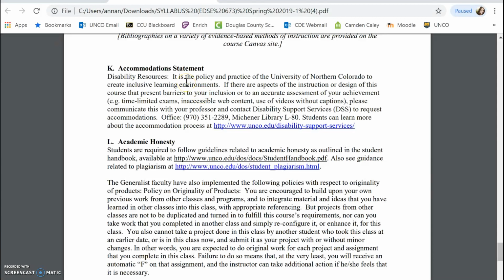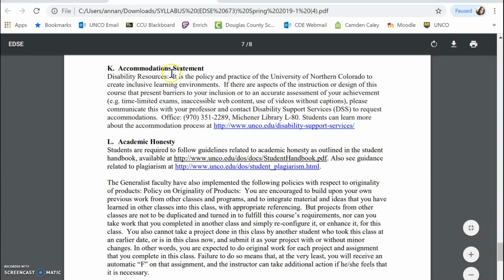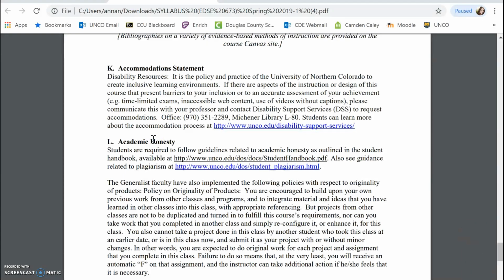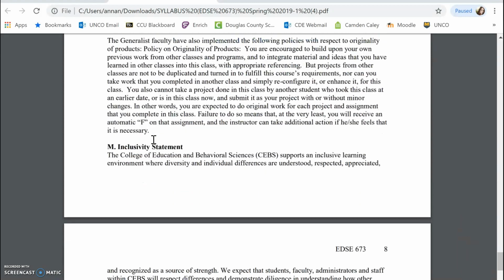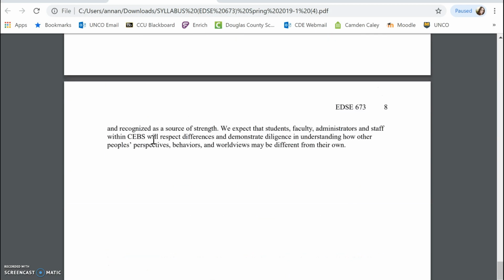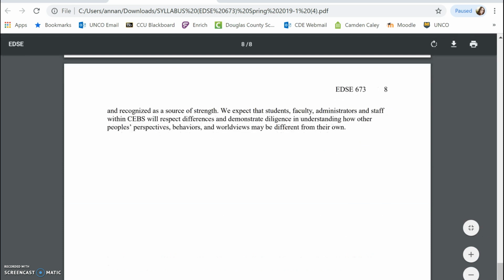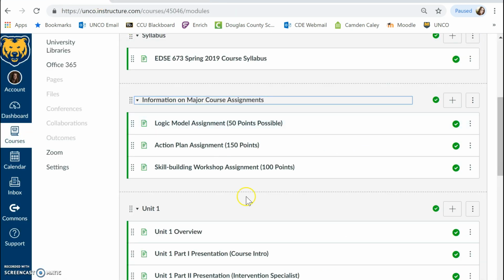And then in addition to that, our accommodation statement, please reach out to me if you are in need of any accommodations, and we can look through that documentation and get those in place. Finally, the academic honesty and inclusivity statements. Please let me know if you have any questions on these. And that is it for the syllabus.